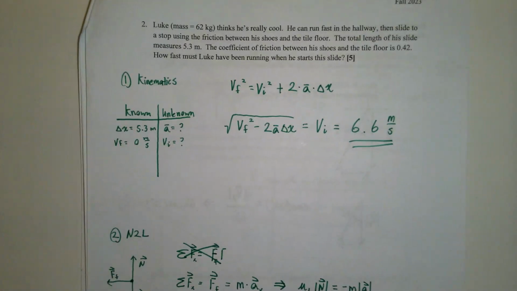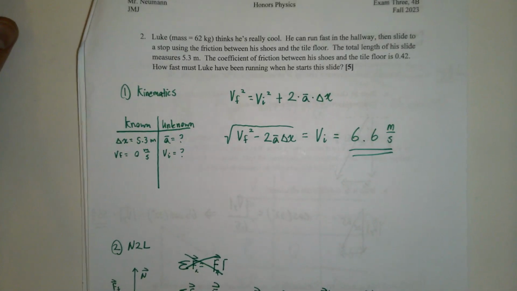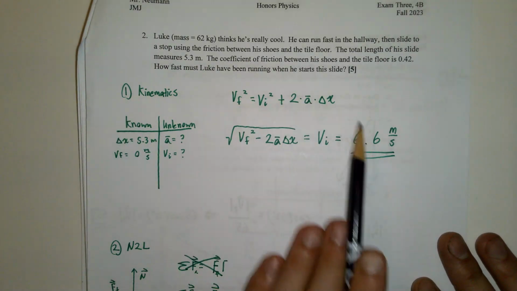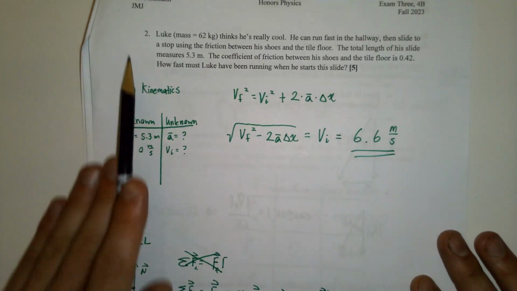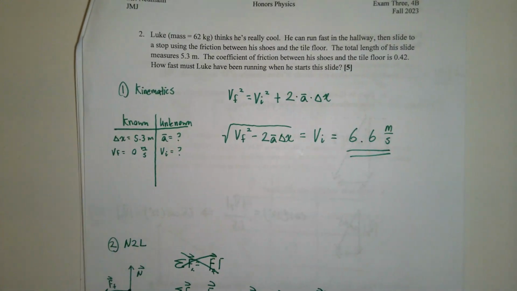All right, Luke, super cool Luke, who's sliding along the tile floor in the hallway. Our first bit is to use kinematics to see what we know. For a moment, ignore what's happening right here. We'll get here after we look at forces. So looking here, we know that his slide was 5.3 meters long. We know eventually he comes to a stop, so his final velocity is 0 meters per second. What we don't know, however, is his acceleration, his initial velocity, and we also don't know the amount of time in which this slide occurred. However, knowing the time is not relevant to finding ultimately how fast he was running at first.